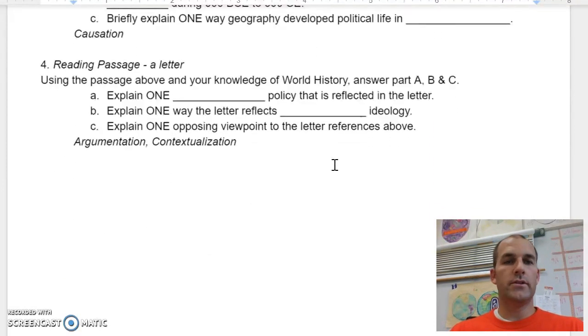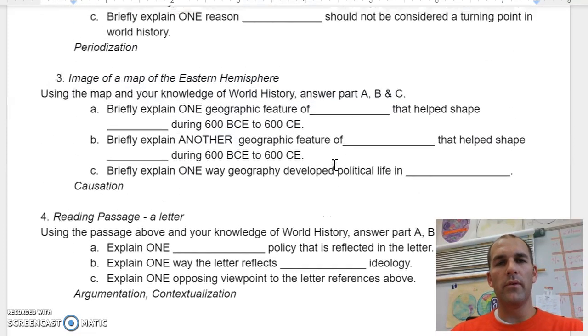Could be a reading passage. Using the passage above in your knowledge of world history, answer A, B, and C. Explain one blank policy that is reflected in the letter. Explain one way the letter reflects blank ideology. And then finally explain one opposing viewpoint. Who would disagree with this letter? So that'd be argumentation. Really, all of them have argumentation. This would include contextualization. So these are 4 quick examples.